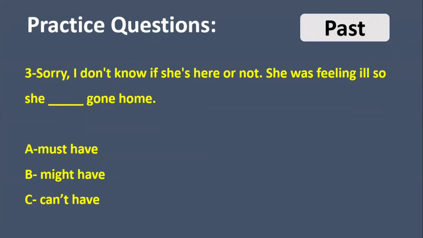أنا مش عارفة إذا كانت هنا أو لا. كانت تشعر بالمرض. لذلك she might have gone home. احتمال تكون ذهبت إلى المنزل. But I am not sure where exactly she is now. She might have gone home in the past. يعني راحت فعلا على البيت. أو I'm assuming that she did this in the past.